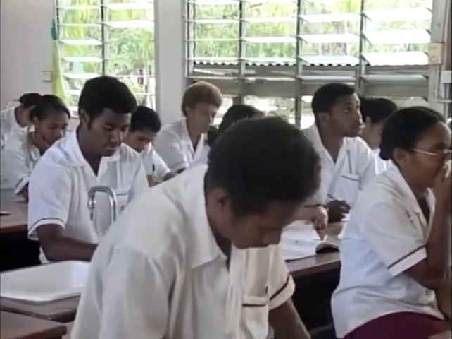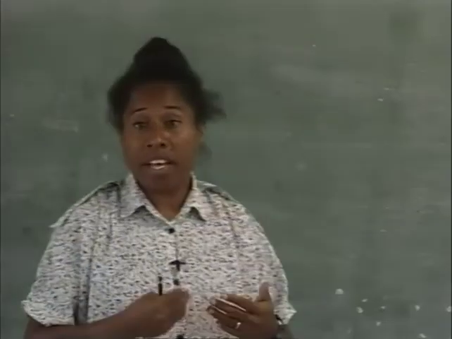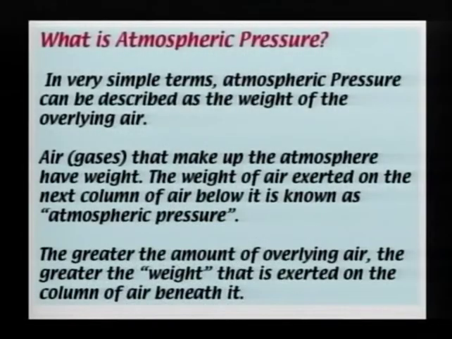78%. Okay, approximately about 78%. So you see, the air which is actually in our atmosphere, or the gases that make up the atmosphere, have weight. And because they have weight, they also exert pressure on the area that they are exerted on. And that pressure is referred to as air pressure or atmospheric pressure.